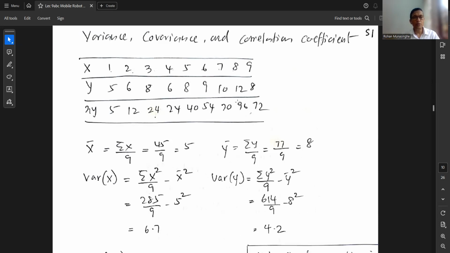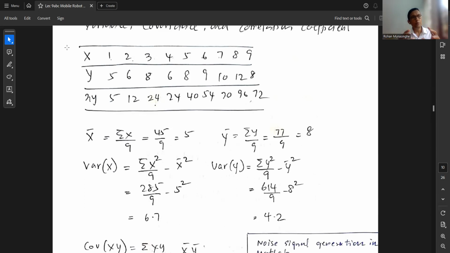Now, if you take only the X, your measurements, you add them together and divide by the number of measurements, summation X over 9. The answer is 5. That is the mean value. You know that, okay? The mean value of X is 5. Pretty easy.